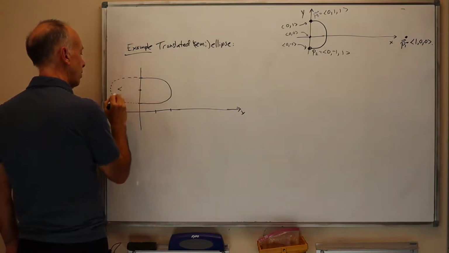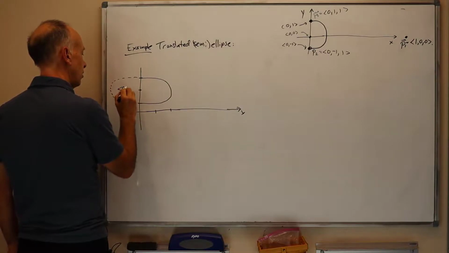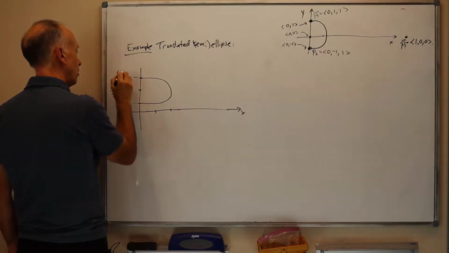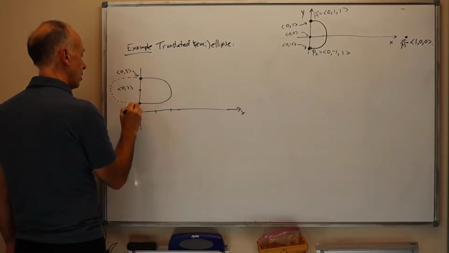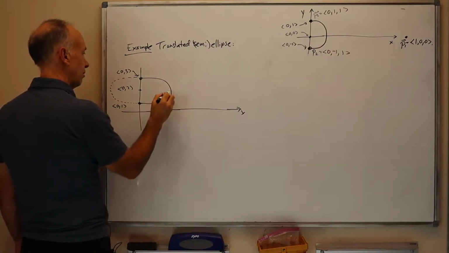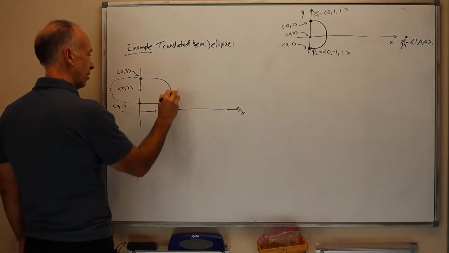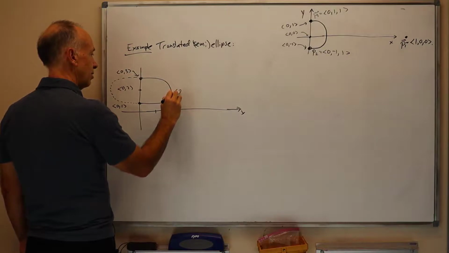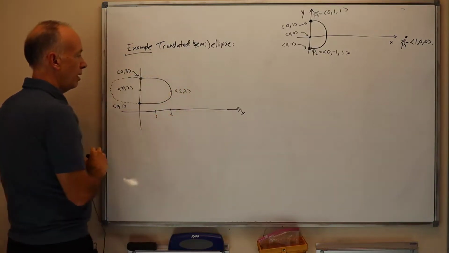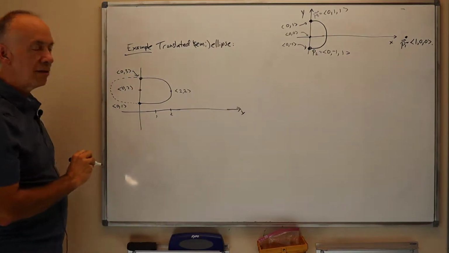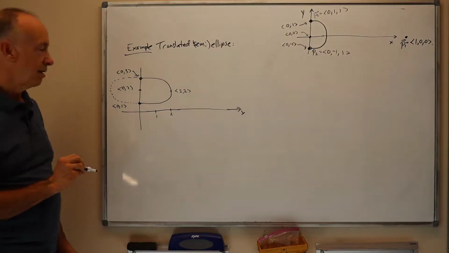And the midpoint is (0, 2). The starting point of the half ellipse is here at (0, 3). The ending point of the half ellipse is here at (0, 1). This point here at the right end is (2, 2). And we'd like to get a degree 2 Bezier curve that traces out this ellipse.